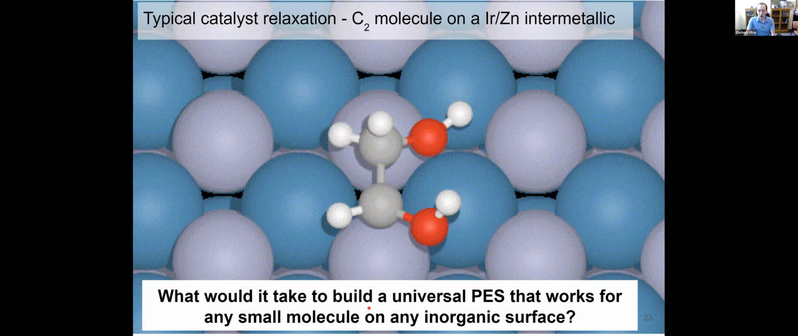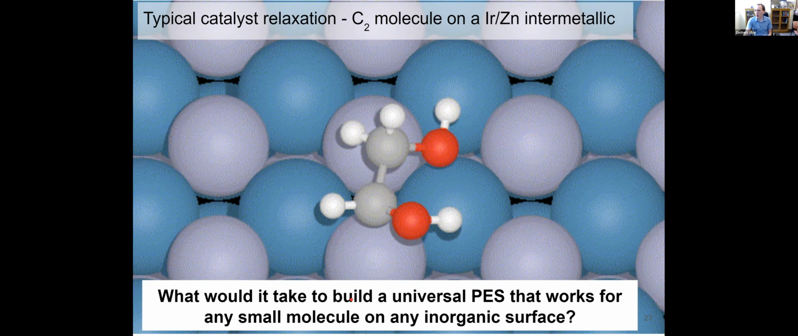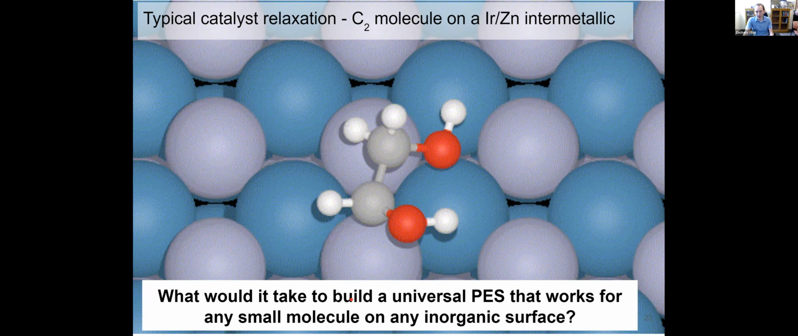This potential energy surface doesn't exist yet. I'm going to show you the work that we're doing in this area. If we had such a potential energy surface that was fast, this would make our lives much easier, and it would really expand the scope of questions that we could be asking.